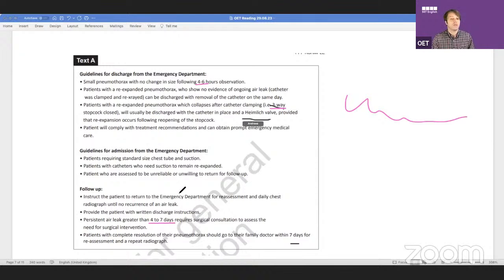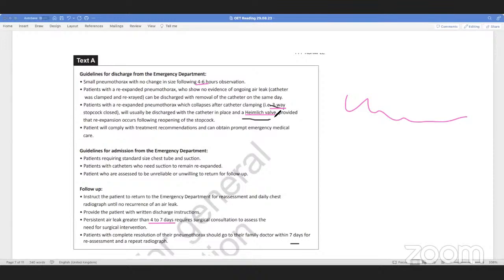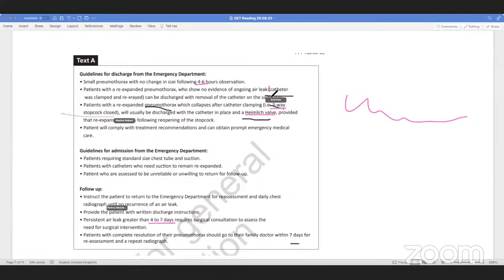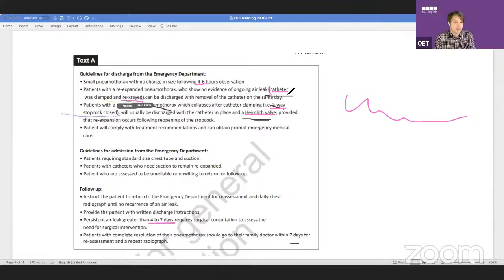Anyone? Everyone? Jargon? Heimlich valve. Yeah, there you go. Anything else? Any names? Anything in brackets? What about brackets? Do we see brackets? Yeah. Pneumothorax. You could underline re-X-ray or catheter, right? Do you see what we're doing, guys? Numbers, names, brackets, all of these things we should underline, okay?